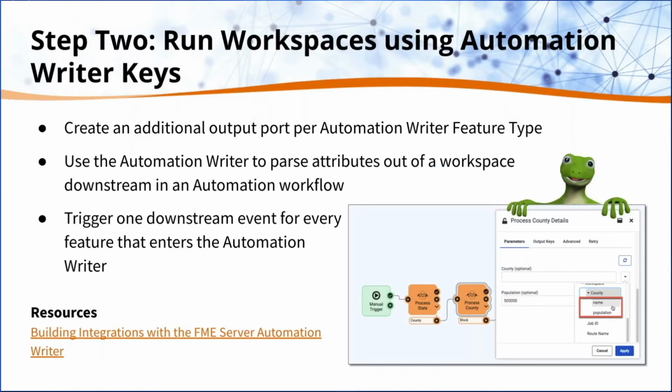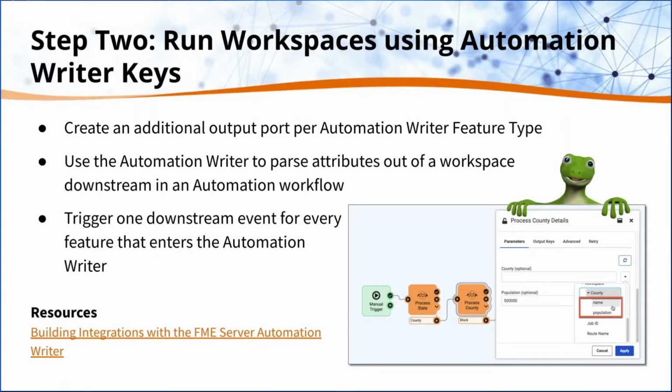Once the trigger is all set up, we can add in our workspaces. In this demonstration, the workspaces contain an automation writer, and the automation writer is going to add an additional output port and pass one message and associated attribute into the automation for every feature that it receives.